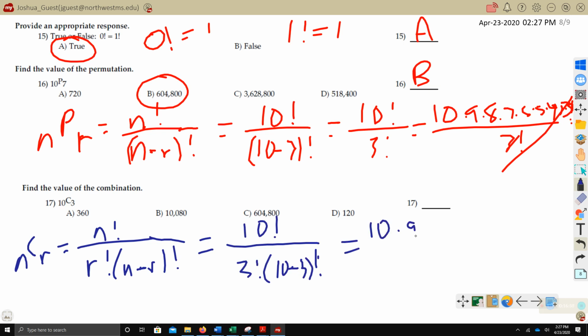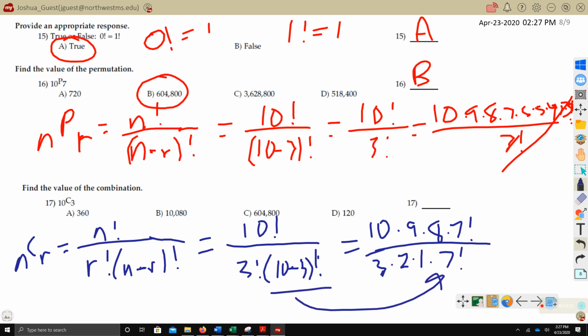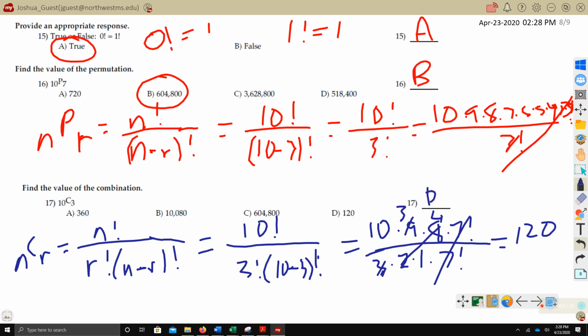10 times 9 times 8 times 7 factorial over 3 times 2 times 1 times 7 factorial, because that's 7 factorial right here, okay? And so what happens is these divide out, and then I can say, okay, 9 over 3 becomes a 3, and 8 over 2 becomes a 4, so I got 10 times 3 times 4, which is 120. And so then 17 is D, it's 120, okay?